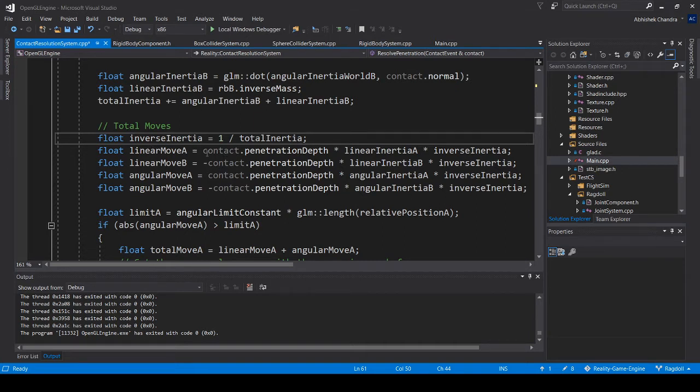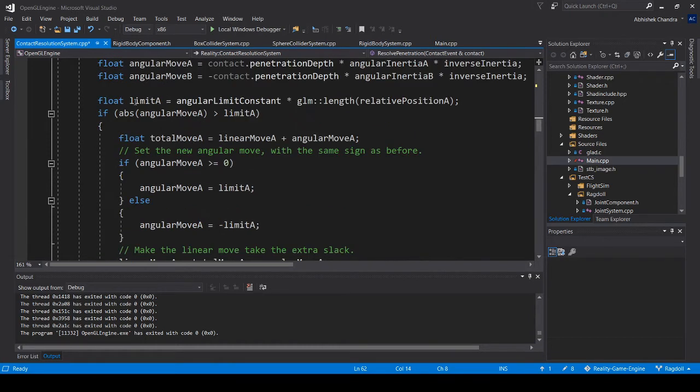So instead of applying the impulse to velocity and rotational velocity, we actually calculate how much the linear move and the angular move is. They're calculated as floats because we already know the directions in which we are going to move. We know that linear move is going to be along the normal, the angular move is going to be perpendicular to the normal. So we just calculate the magnitudes as floats.